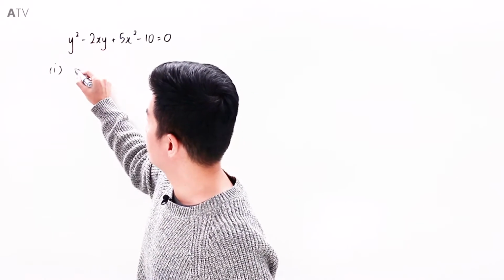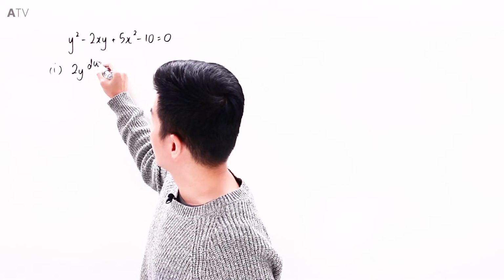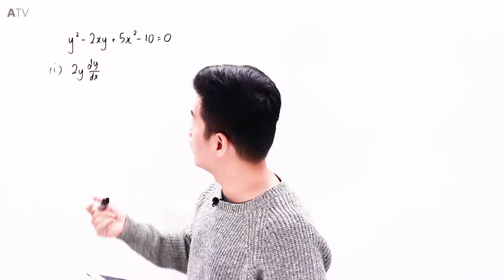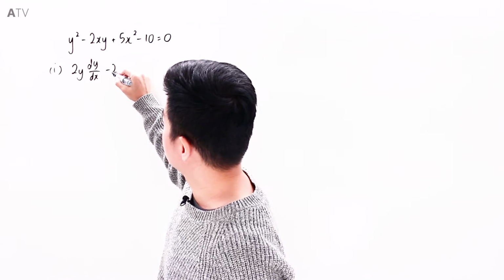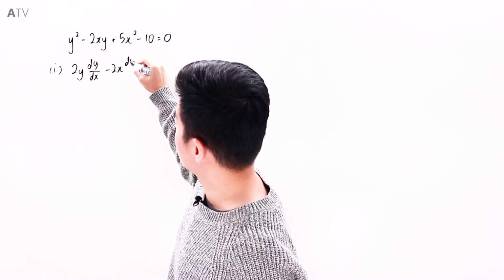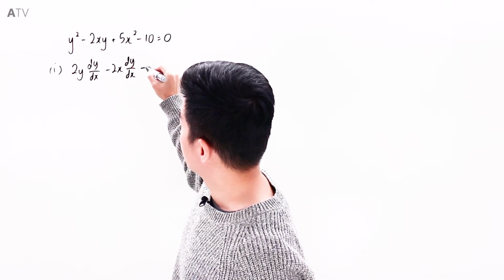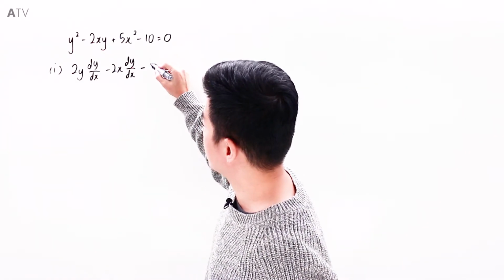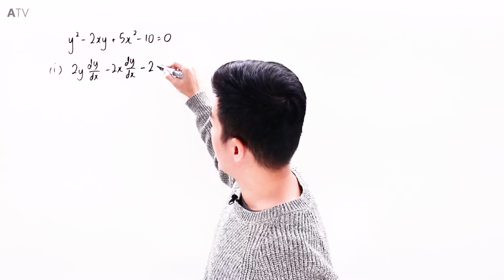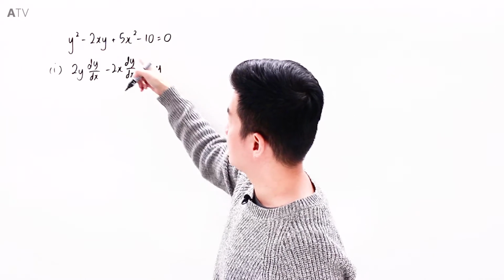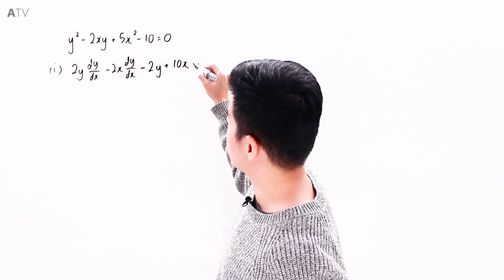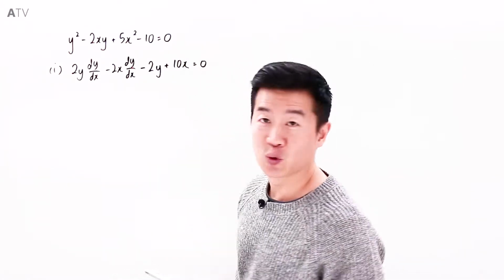So the first thing that we need to do is to find dy/dx. Differentiating this, it will be 2y dy/dx. And differentiating this, we are going to make use of the product rule. So it is going to be minus 2x, differentiating y, it will give me a dy/dx. Minus 2 multiplied by differentiation of x is going to give me 1. So minus 2 times 1, then y remains the same. Differentiating this, it is going to give me a 10x. This will give me a 0, and it is equal to 0.